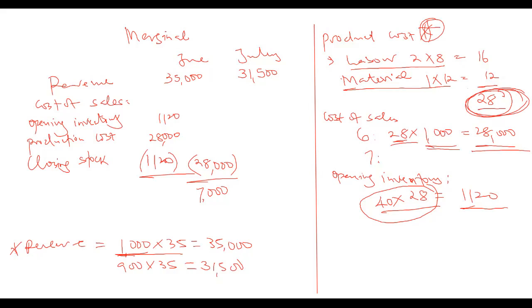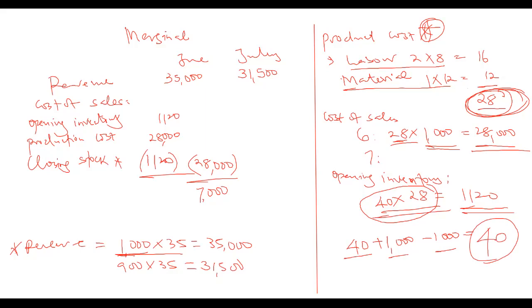Then don't forget, at the beginning of the month, you had 40 items. Then you produce 1,000. Then you sell 1,000. How much remain? 40. Therefore, by the end of the month, the company is yet to sell 40 items. What was the cost of those items? It's 40 times 28 to give us 1120, which you have it here. Clear?